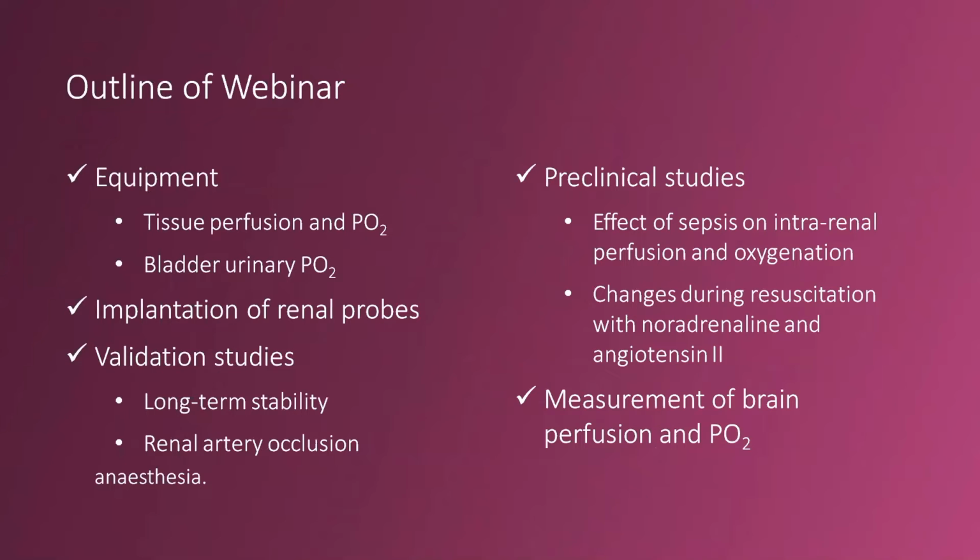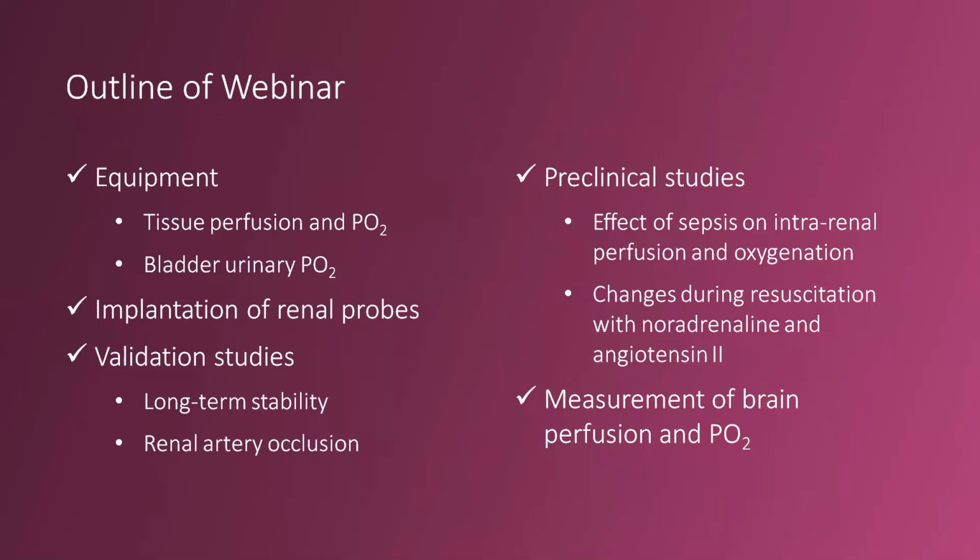So I'll just present an outline of the webinar that we're going to give today. We're going to describe the equipment we use to measure tissue perfusion and PO2, and this is mainly in the kidney, although we will present some work on the brain. We'll also show how we measure bladder urinary PO2 and the reason for this. We'll then describe how we implant probes for chronic measurement of tissue PO2, and this is done in the kidney mainly. We'll then present some validation studies.